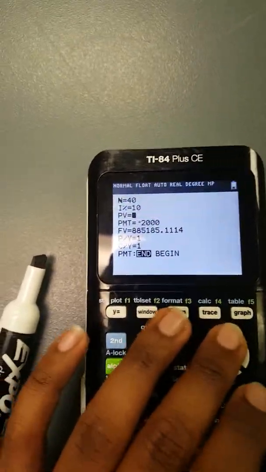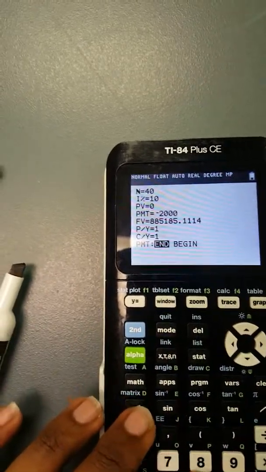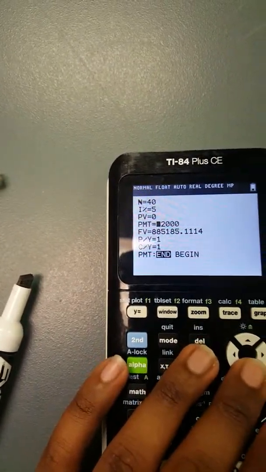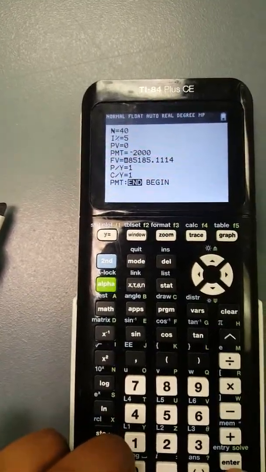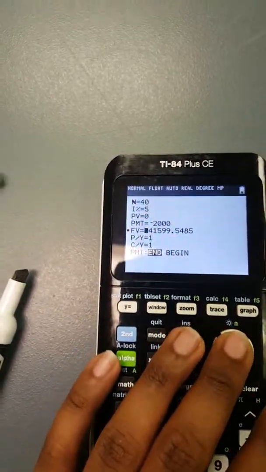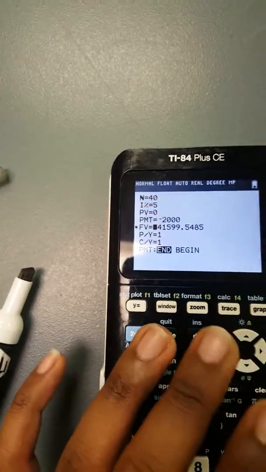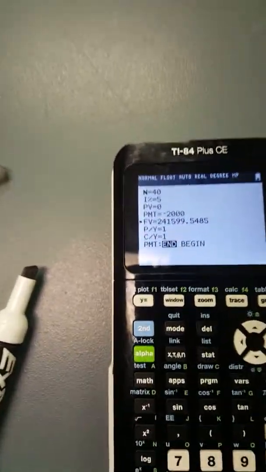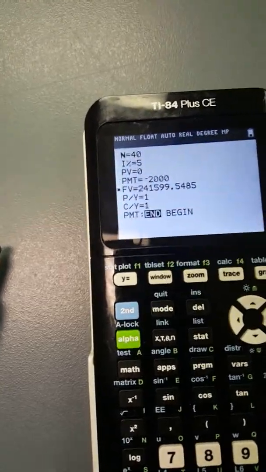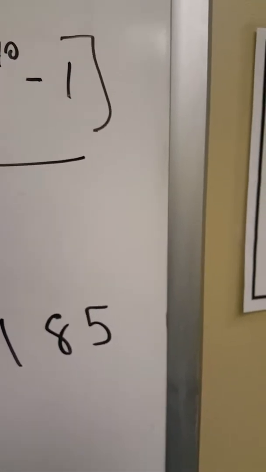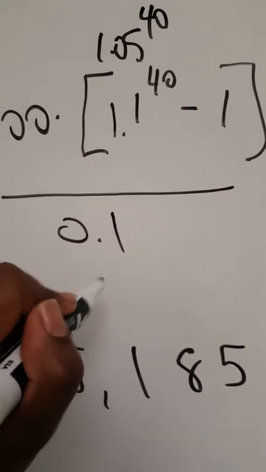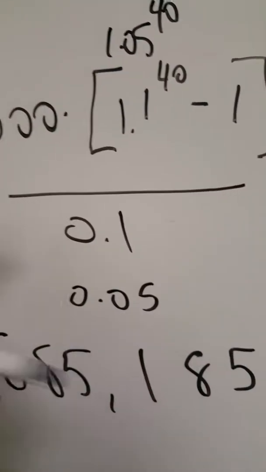Now let's say that the interest rate is only 5%. You go down to future value, alpha, enter. So if you're looking at a 5% interest rate, you'd only be getting $241,599. We can confirm this by plugging it back into the formula. So we have 1.05 to the 40 instead of 1.1 to the 40, and we'll have 0.05 instead of 0.1.